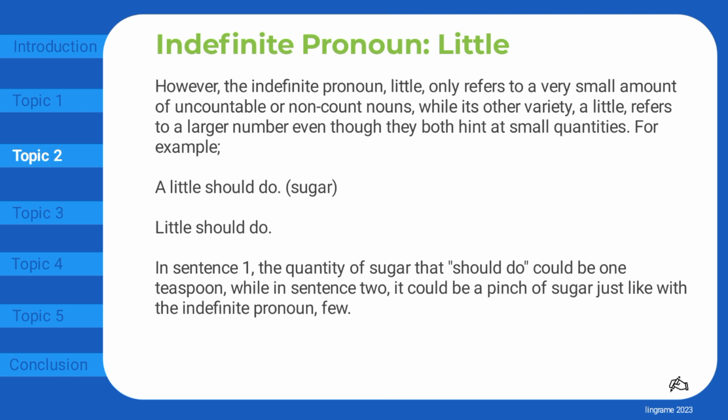However, the indefinite pronoun little only refers to a very small amount of uncountable or non-count nouns, while its other variety, a little, refers to a larger amount even though they both hint at small quantities. For example, a little should do. Sugar, little should do. In sentence 1, the quantity of sugar that should do could be 1 teaspoon, while in sentence 2, it could be a pinch of sugar, just like with the indefinite pronoun few.